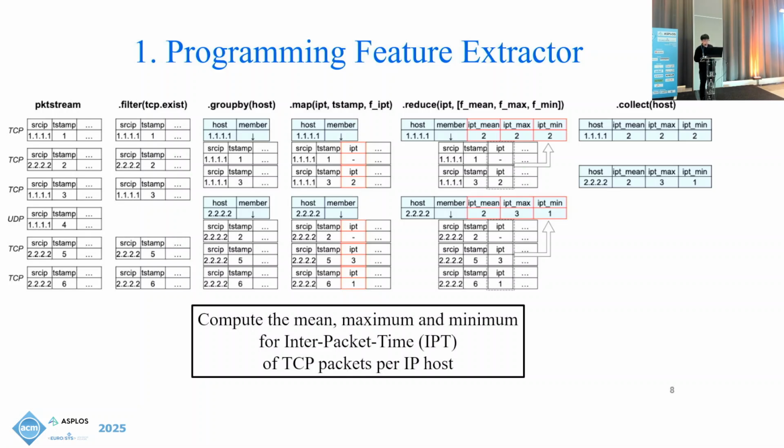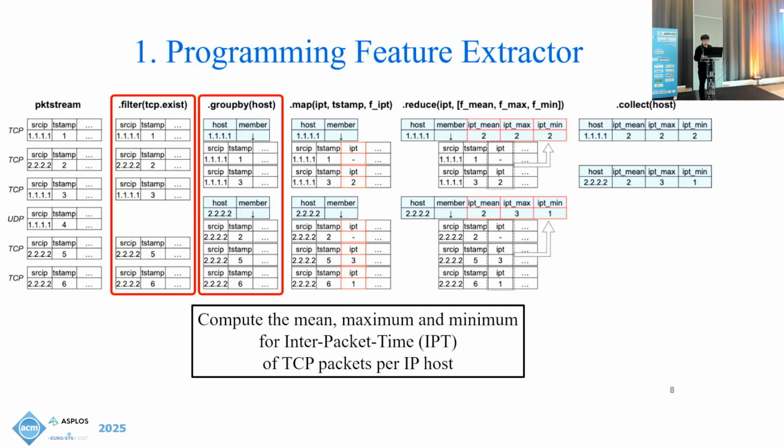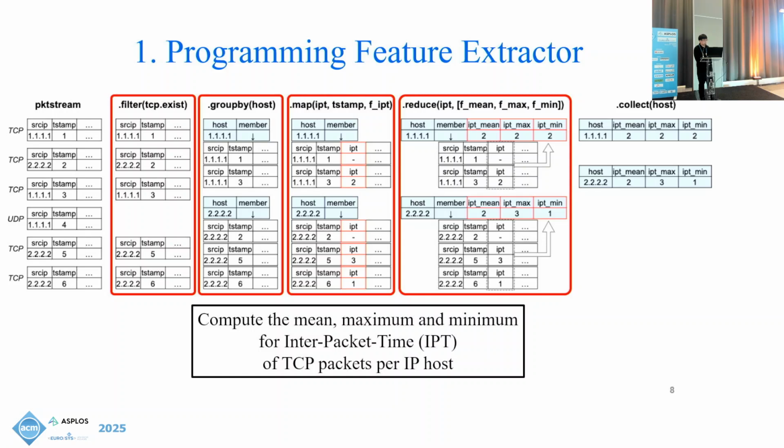Here we give a simple example: compute the mean, maximum, and minimum of the inter-packet time, IPT, of TCP packets for each IP host. To express this policy, we first use filter to obtain TCP packets, then use group by to group packets by source IP host, then use map to get the inter-packet time IPT, then use reduce to compute the mean, maximum, and minimum of these packets' IPT. And finally, use collect to produce the final feature vector.